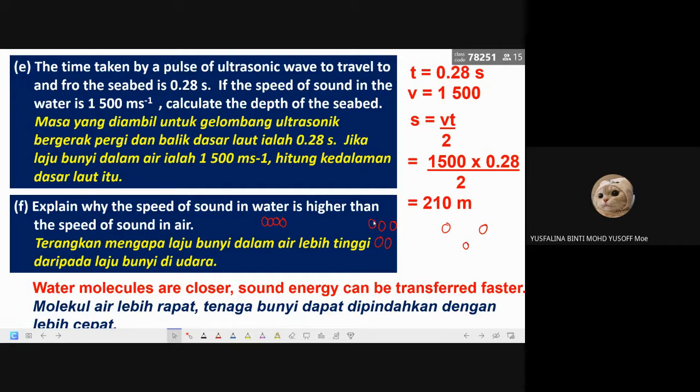But for this one, it takes time. It needs to vibrate and then hit another molecule, transfer energy to that molecule, then go to another molecule. Vibrate, go to another molecule, then transfer the energy. So for this one it takes a longer time. That's why the speed of sound in water is very high compared with air, because of the arrangement of the molecules.